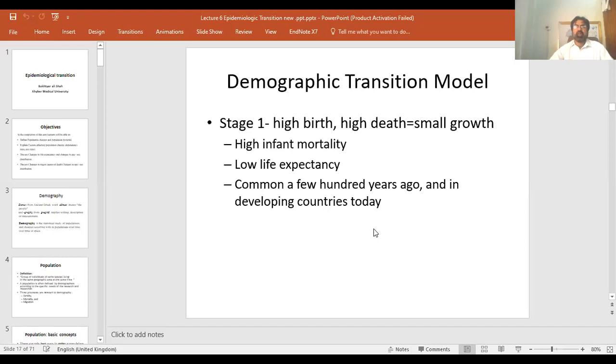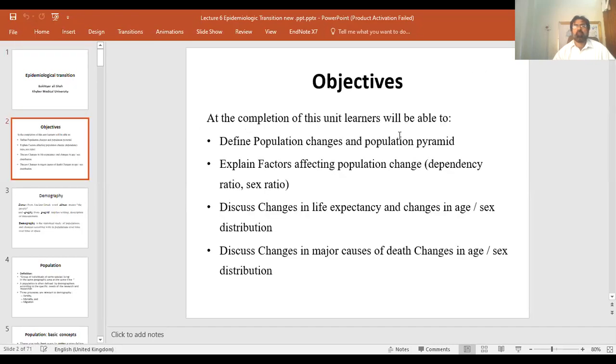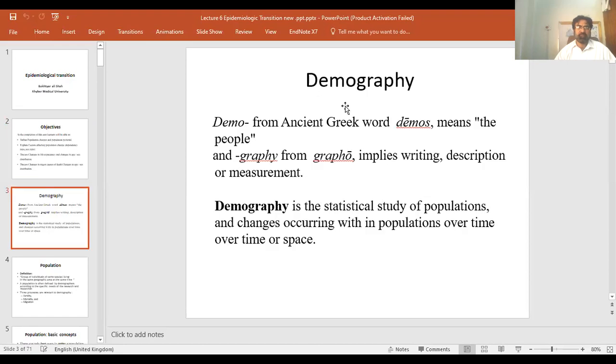Demographic transition, as you see in the slides, these are the objectives. At the completion of the session, the learner will be able to define population changes in population pyramid, explain factors affecting population change, dependency ratio, sex ratio, discuss changes in life expectancy and changes in age, sex distribution, and discuss changes in major causes of death, changes in age and sex distribution.